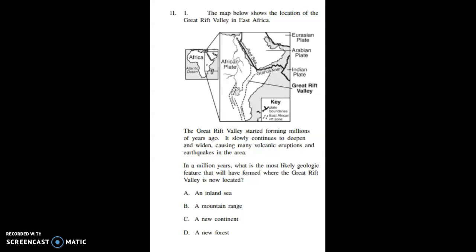In a million years, what is the most likely geologic feature that will have formed where the Great Rift Valley is now located? A. An inland sea. B. A mountain range. C. A new continent. Or D. A new forest.